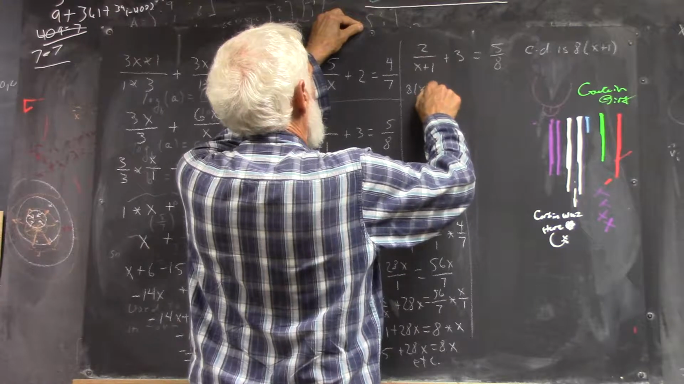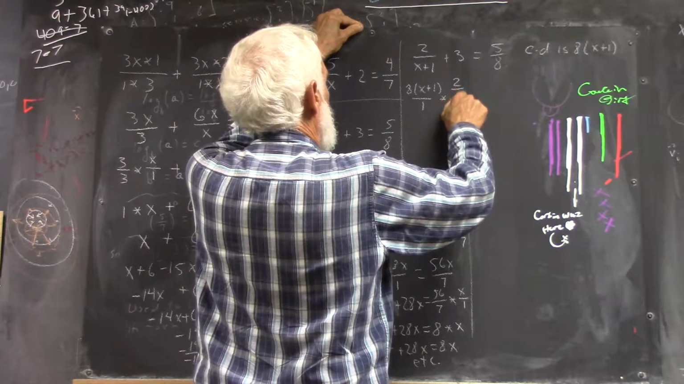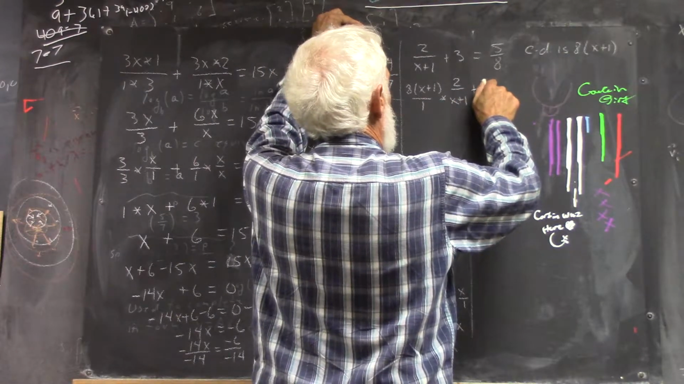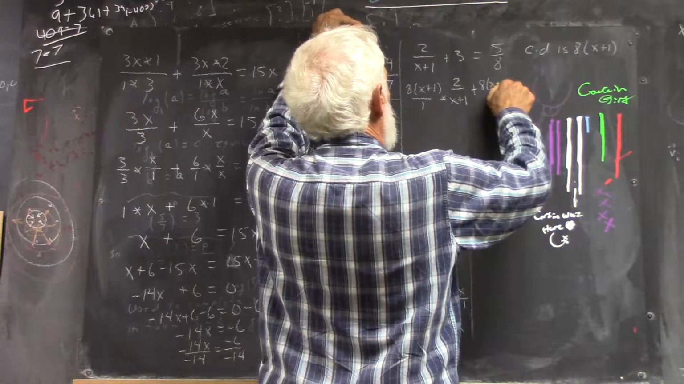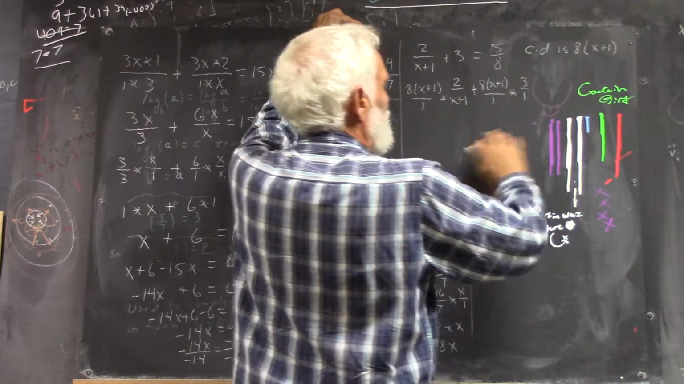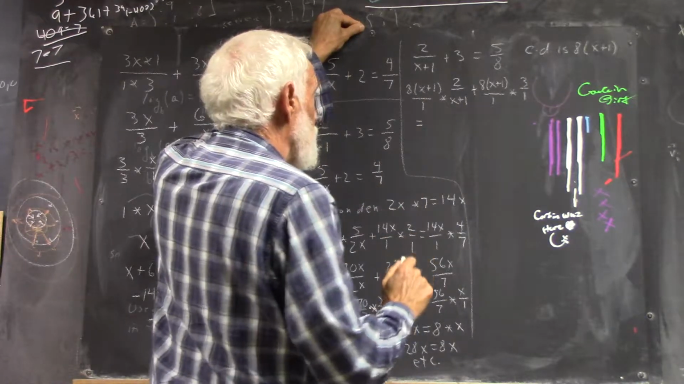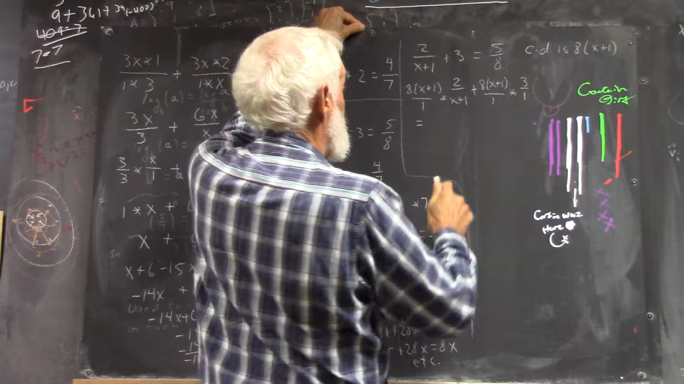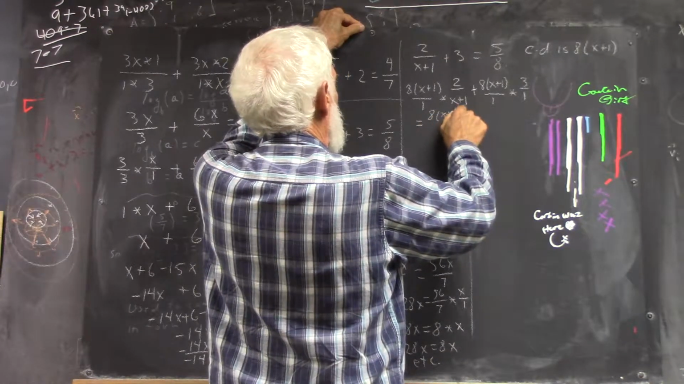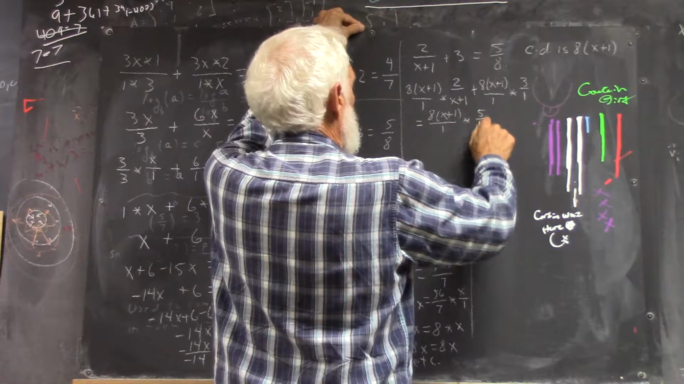8 times x plus 1 over 1 multiplied by 2 over x plus 1 plus 8 times x plus 1 over 1 times 3 over 1. That stuff isn't going to wash easily. I probably have to repaint the board. Equals 8 times x plus 1 over 1 times 5 over 8.